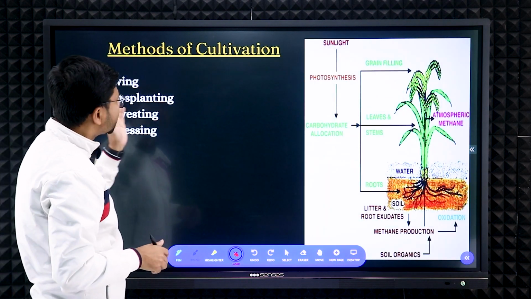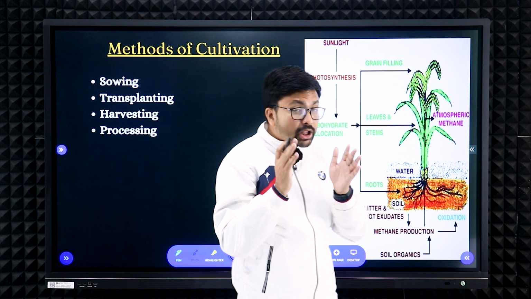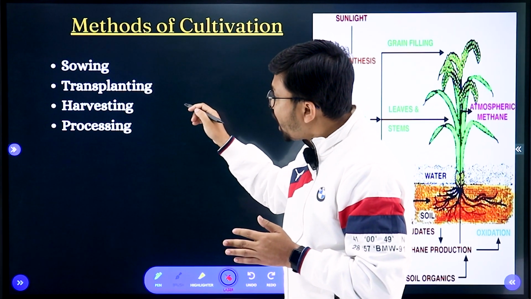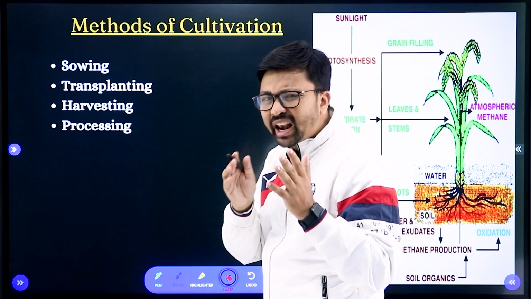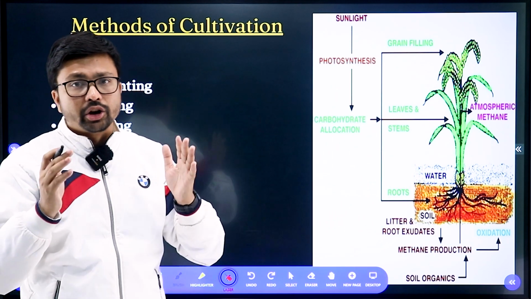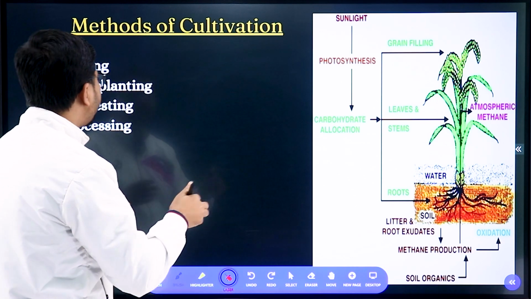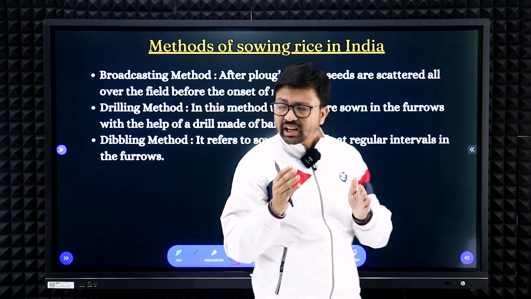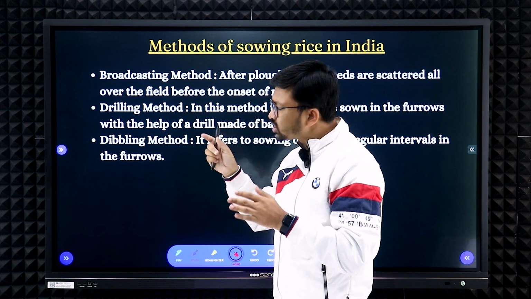Next, here you can see the methods of cultivation. All those methods are very important, right? Sowing, transplanting, harvesting and processing, and at last we will get the fine rice product that will fulfill our needs, right? So now you see the methods of sowing, the rice cultivation methods. These are the methods you need to remember.